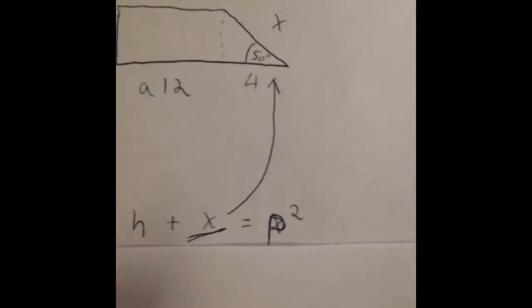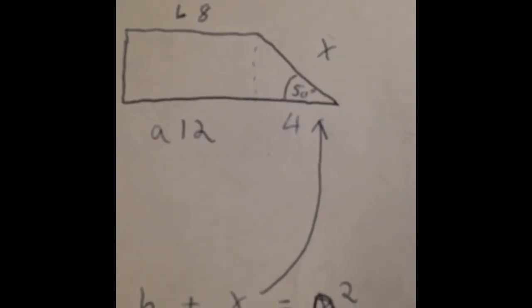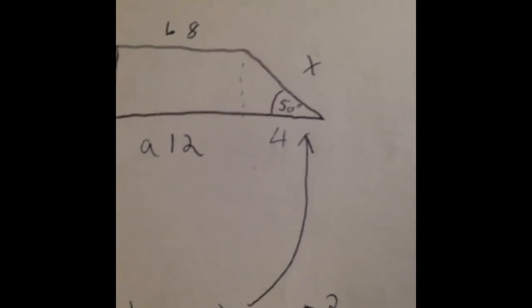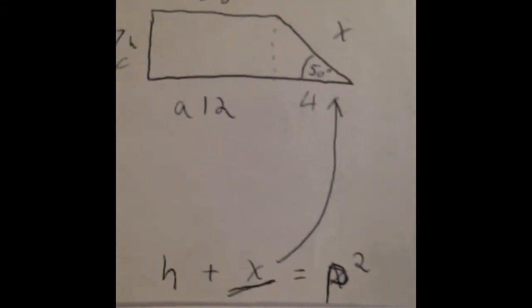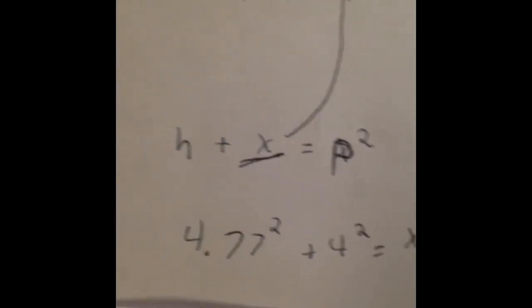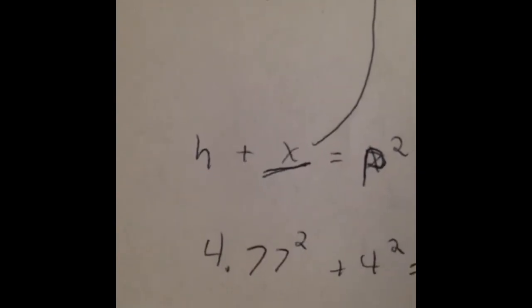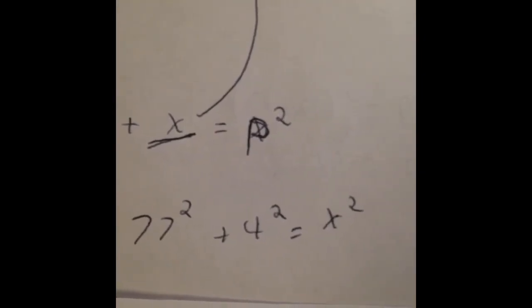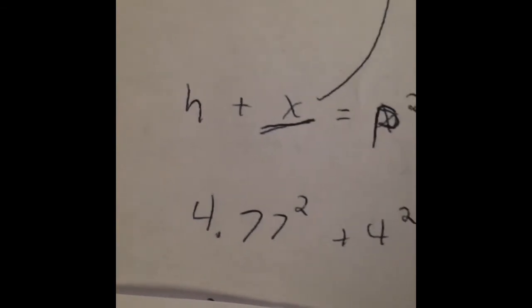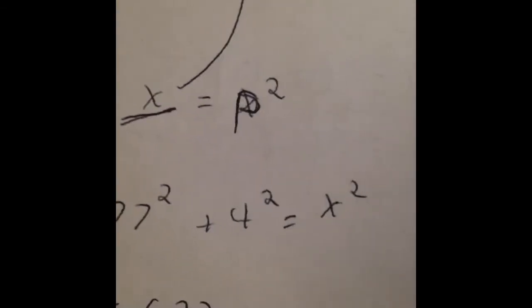So I made up an equation right here. So height, which is right there, plus x, which is the length of that triangle on the end of the shape there, equals perimeter squared. So I went ahead and put the whole equation together. So height, obviously, 4.77 squared, plus 4, which is right here, see? And equals x squared, or perimeter. I did forget to mention to square these, but, you know.